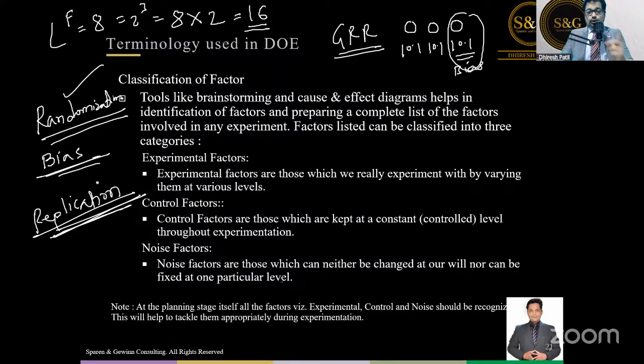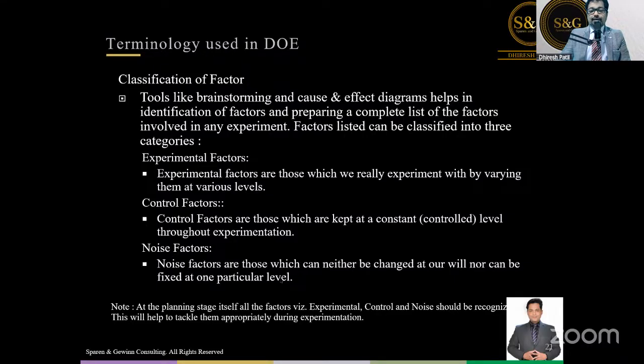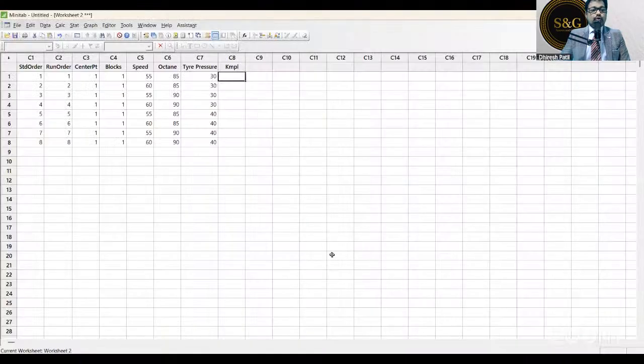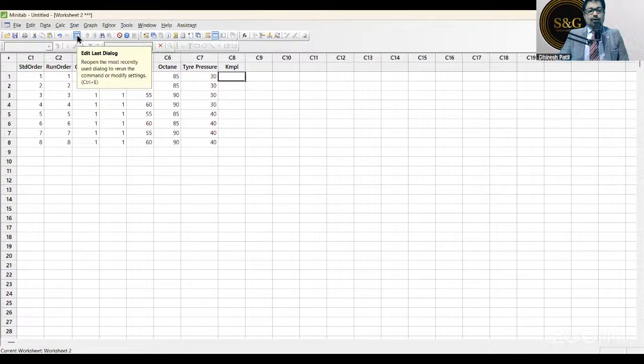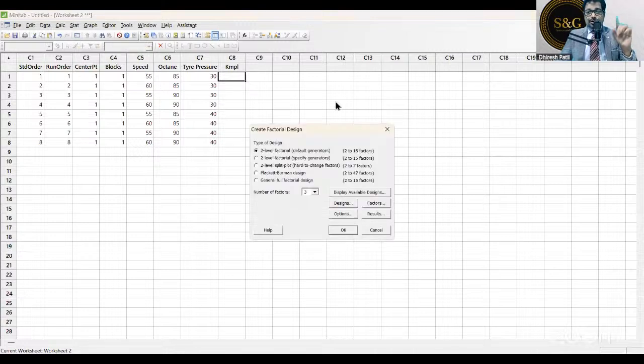Yes, let's go back to the same file which we have created. Now how do you go back to edit last dialog box? Control E. If you press Control E, you will come back to edit last dialog box. Okay. Now go to option.